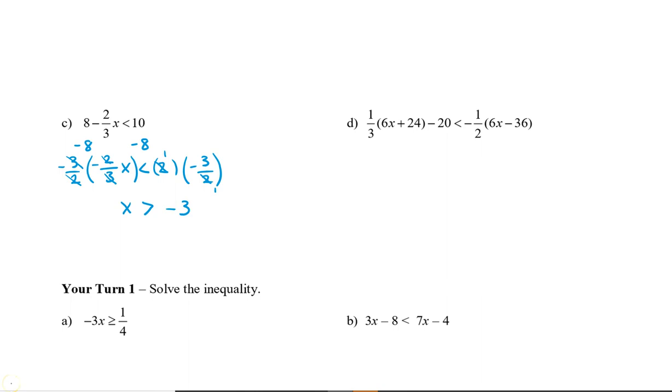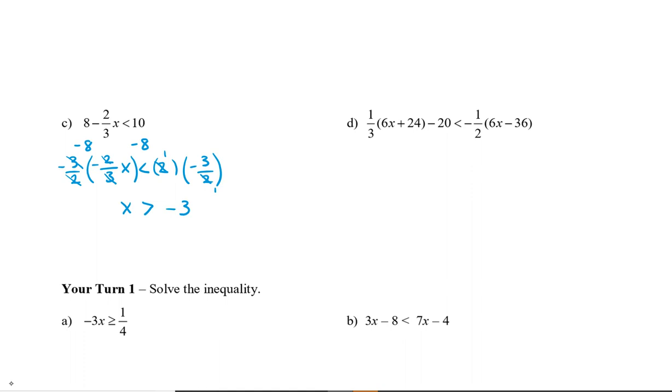Let's take a look at this last example. So we see we have a fraction multiplying by a binomial. So normally we would multiply by the lowest common denominator to get rid of the fraction. But I can see that when I multiply 1/3 and I distribute it into the binomial, both 6 and 24 are divisible by 3. And then in the second binomial, the 6 and the 36 are also divisible by 2.